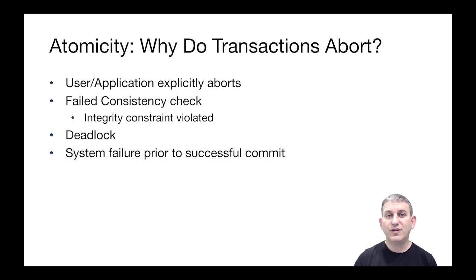A third reason for transaction abort is deadlock. As we saw, if we do deadlock detection in our system, the way that we resolve a deadlock is we pick one of the transactions on the waits-for graph cycle and we abort it. Finally, the case that we think of first, perhaps, is system failure prior to successful commit. A crash in the middle of a transaction should cause us to abort to guarantee atomicity.